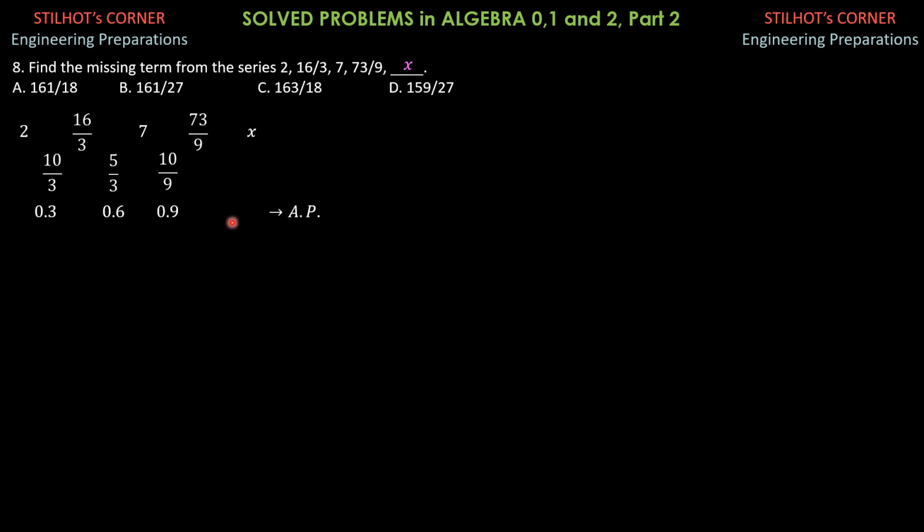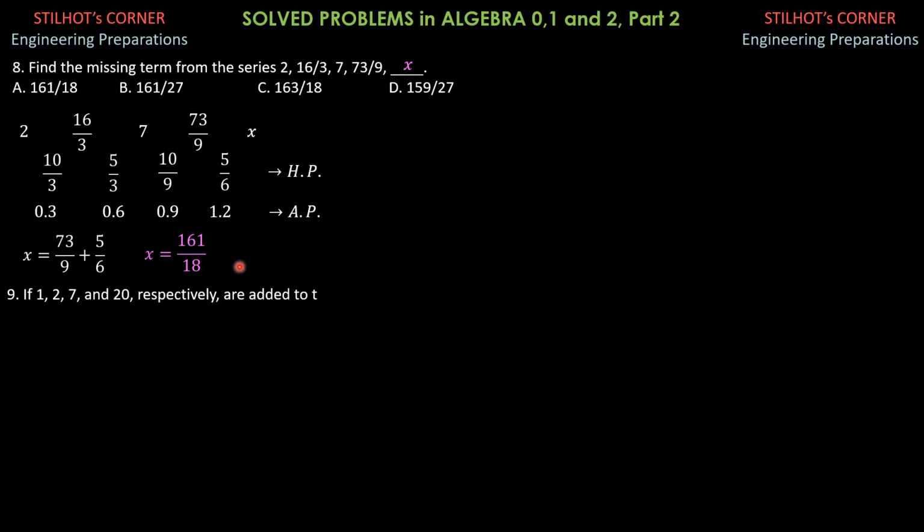That's an arithmetic progression. 1.2 is 6/5. Therefore, the difference between x and 73/9 is expected to be 5/6, and these differences are in harmonic progression. So let's deal with this arithmetic progression. Therefore, x is 73/9 plus 5/6, and that is equal to 161/18.